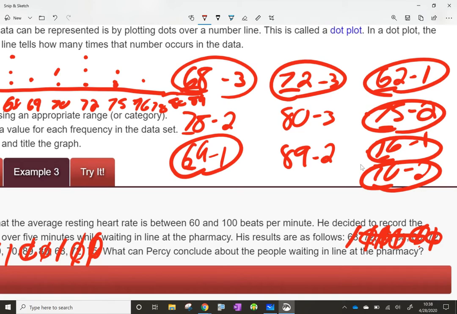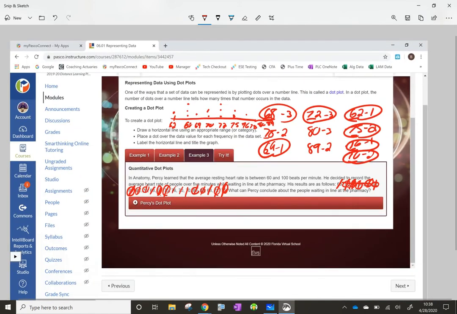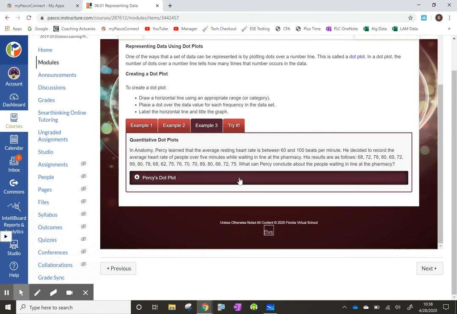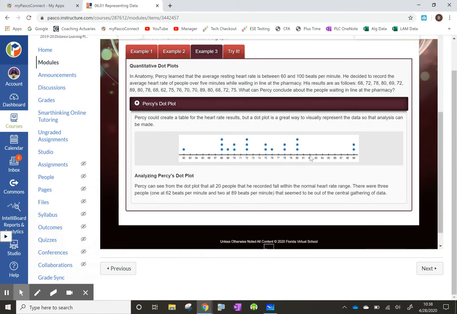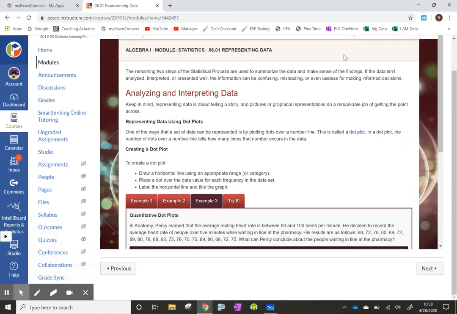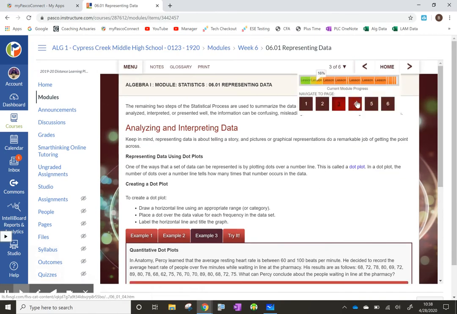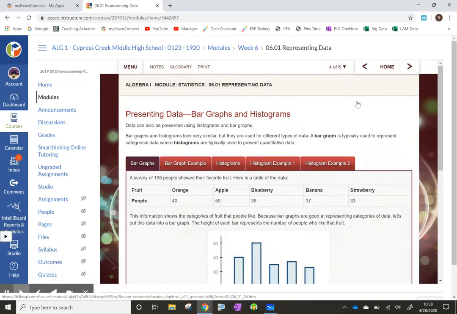I'm not going to finish it because I ran out of room, and I don't want to make the video too long, but you get the general idea. And of course, it's all graphed here for you, so you can see the results as well. All right, let's look at page 4.